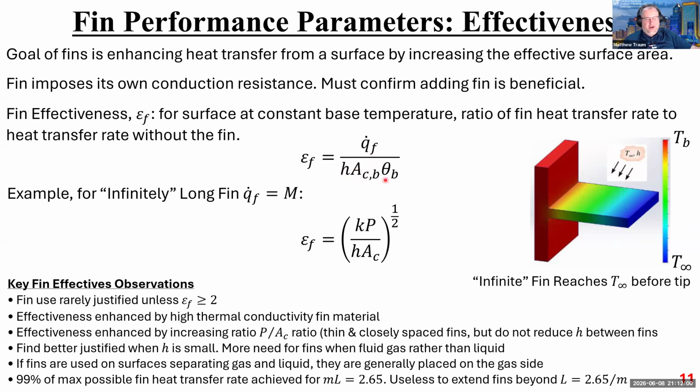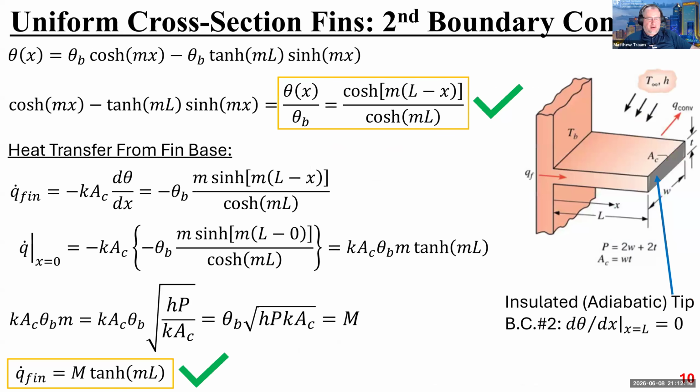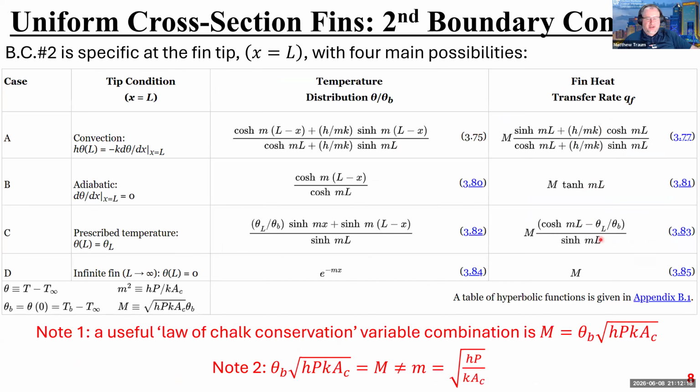It's like an efficiency in a way. This is in the denominator, the heat flux that you would get if no fin was there. And then in the numerator, that's the heat flux that you get if the fin is there. Now, this heat flux that you get if the fin is there, of course, depends on which one of your boundary conditions you're dealing with.